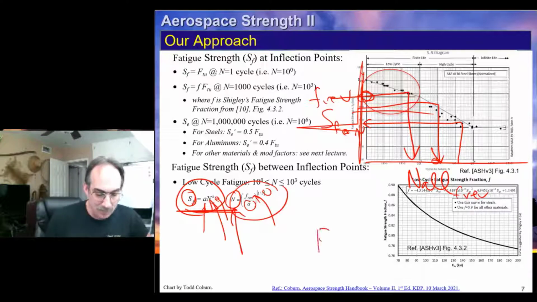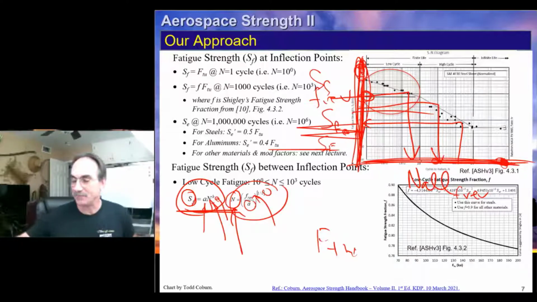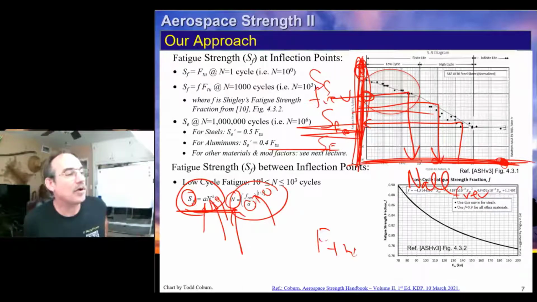Now, before, everything was compared to FTU, but now we're finding our strength, our fatigue strength S sub F is a function of how many cycles we want to be good for. If we want to be good for a million cycles, what fatigue strength are we good for? S sub E, right? If we only want to be good for one cycle, what fatigue strength can we go to? FTU. Yeah, baby. Okay. That's our approach.